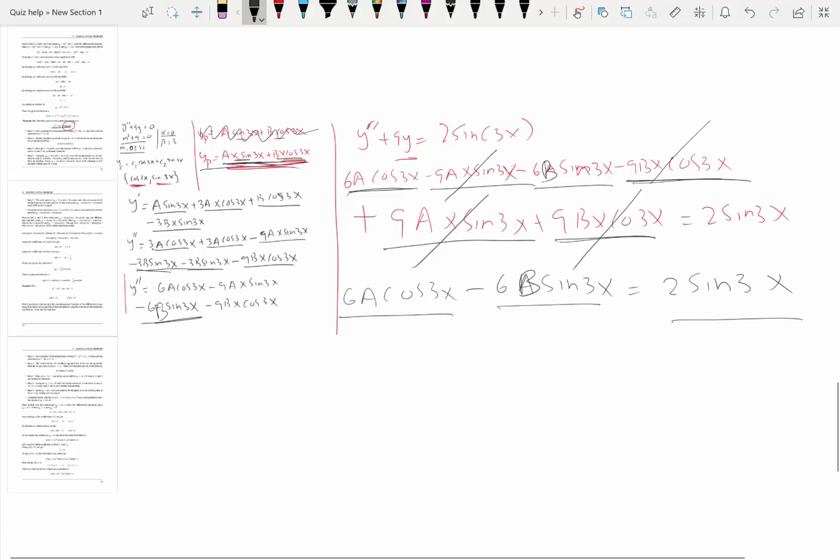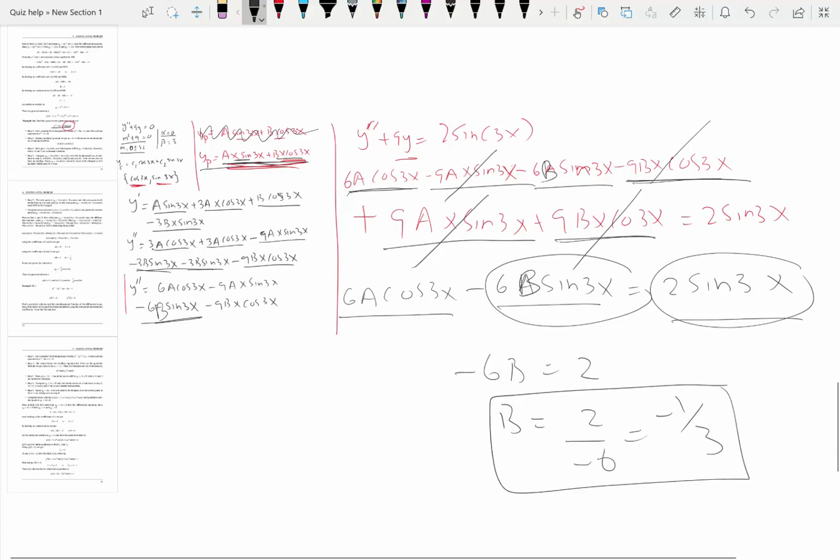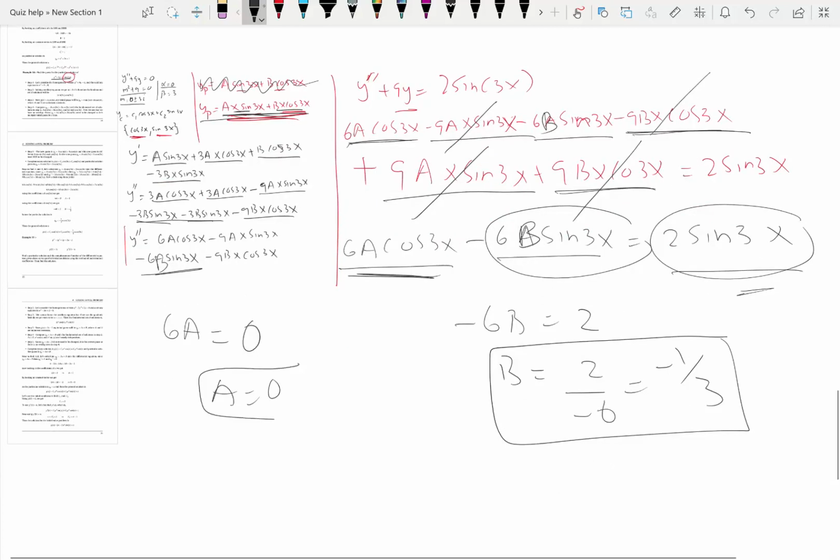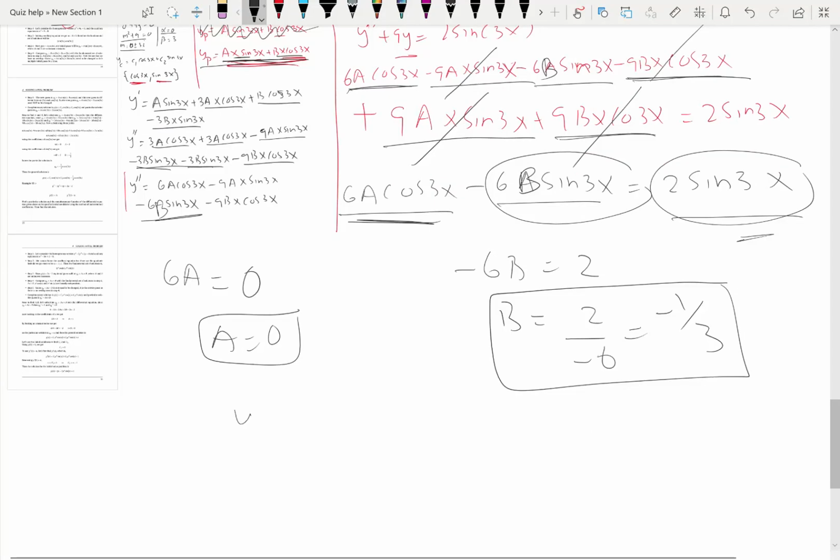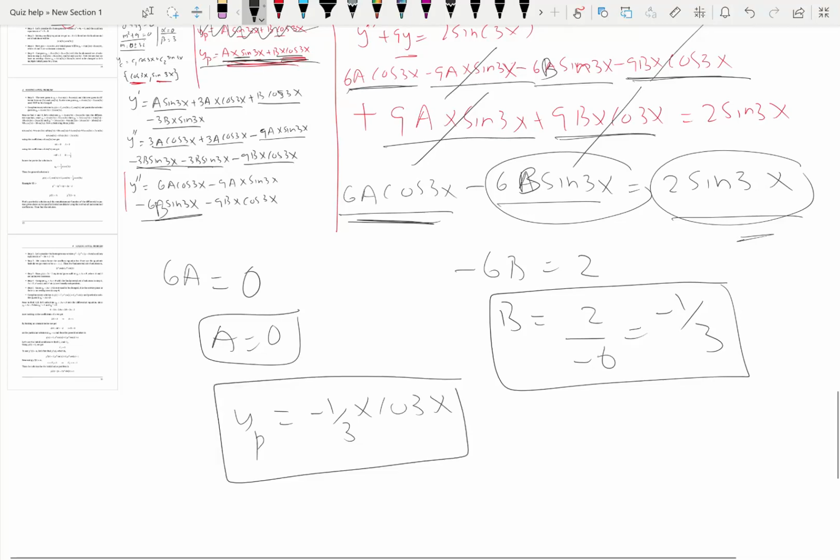Now if we compare the coefficients, we have only sine 3x terms on the right. So negative 6b is equal to 2. So b is then 2 over negative 6, which is negative 1 over 3. Now what is a? Well, on the left hand side we have 6a as the coefficient of cosine, but on the right hand side you don't have cosine. That means you have 0. So a is 0. So our particular solution then is b times x cosine 3x, so negative 1 over 3 x cosine 3x. This is our particular solution.